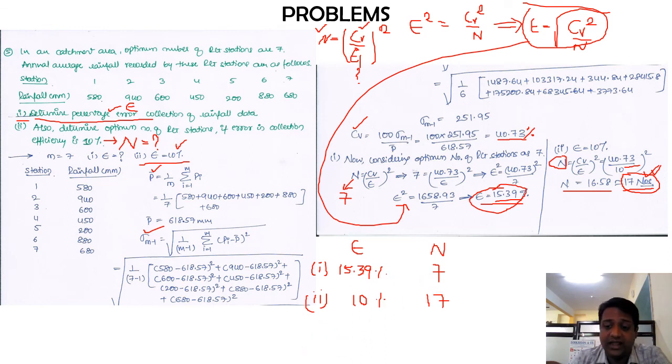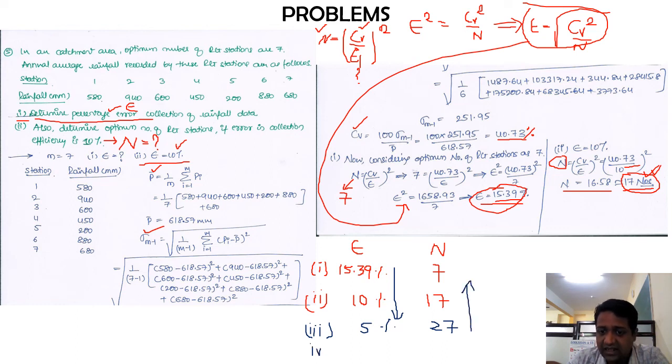Just for the sake of explanation, imagine if this problem had a third part. If they have said the error is limited to 5%, at that point your optimum number of rain gauge stations might have gone up to 27. This 27 is just a random number, I am being frank with you, just for the sake of explanation. As and when the error is reducing, the number of rain gauge stations is increasing. I hope you are getting this.